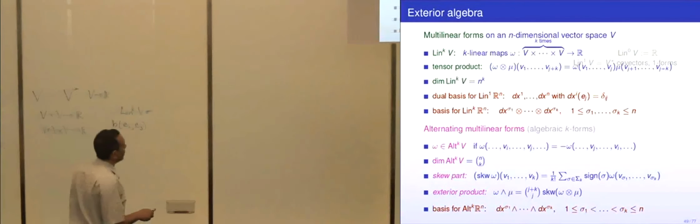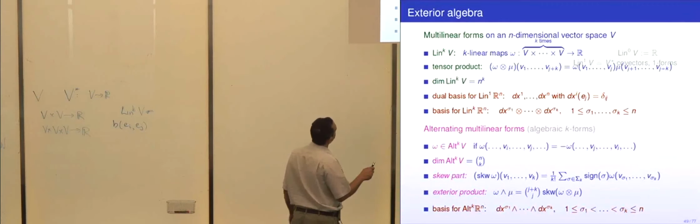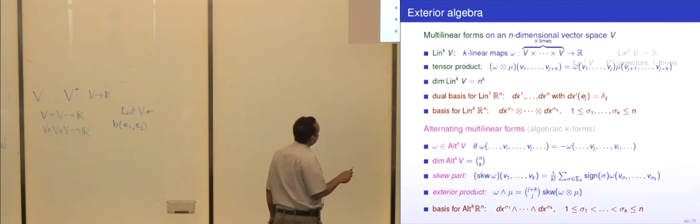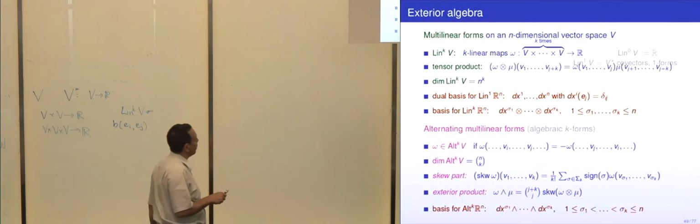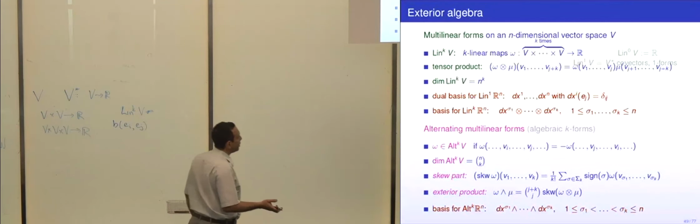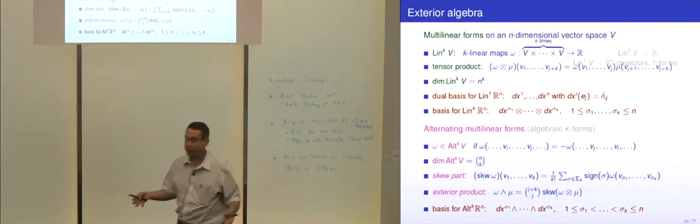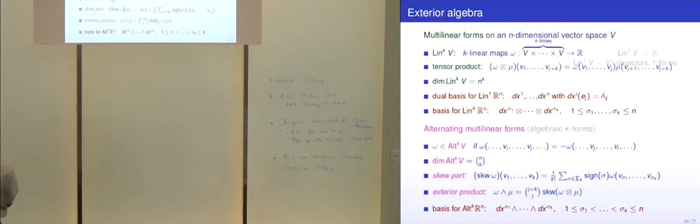Okay, not much there. Now we add one more ingredient. We ask the multilinear forms to be alternating, at which point we would call them algebraic k-forms, as opposed to what we'll study in a moment, differential k-forms. The relationship between algebraic k-forms and differential k-forms is the same as between vectors and vector fields, or matrices and matrix fields. So this is just the vector sort of object.